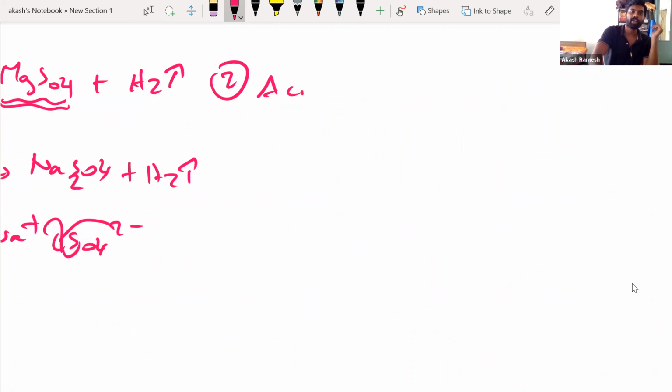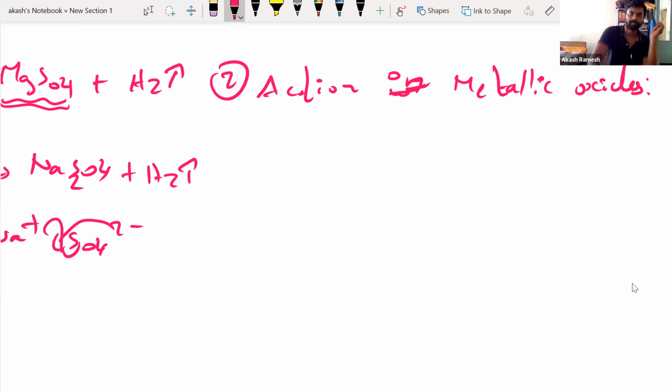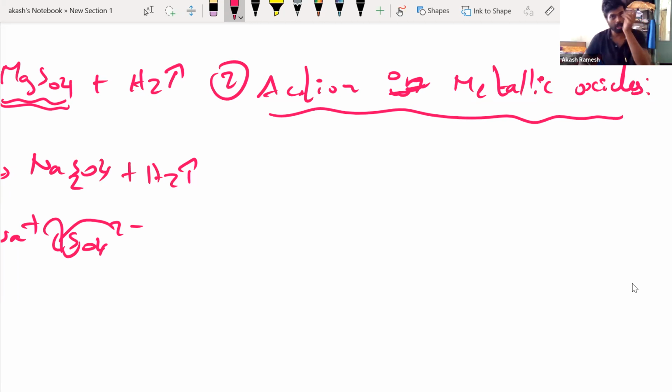Next one is action with or action on. What I can tell, okay, action on metallic oxides. Okay, action on metallic oxides.